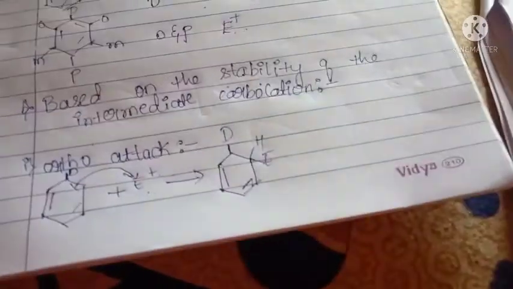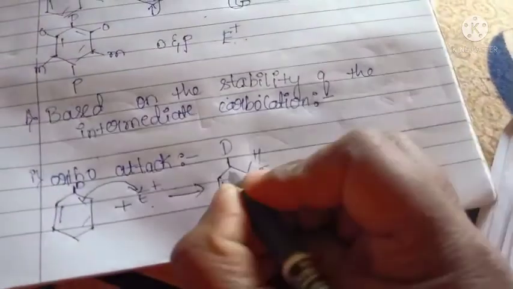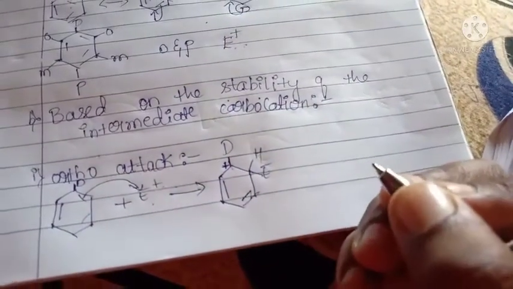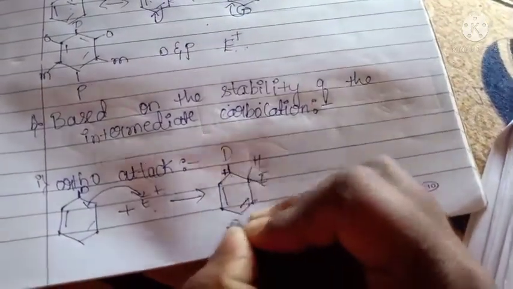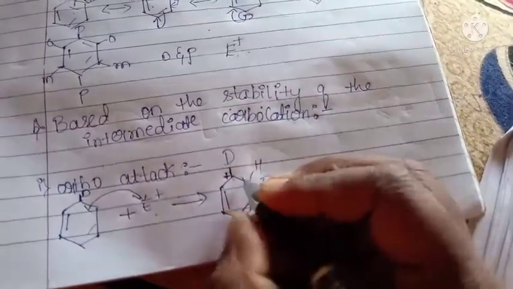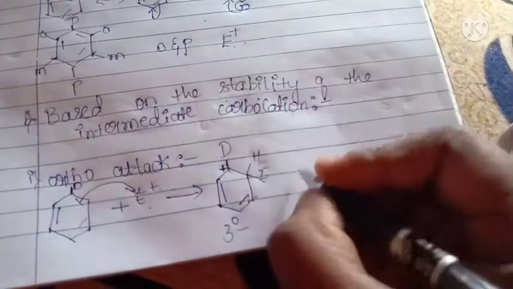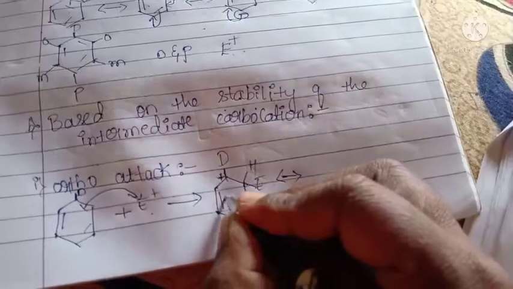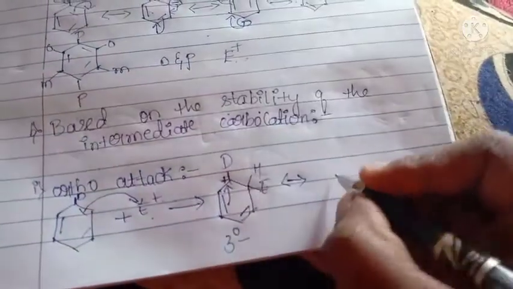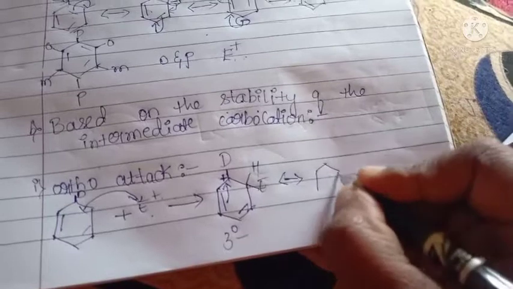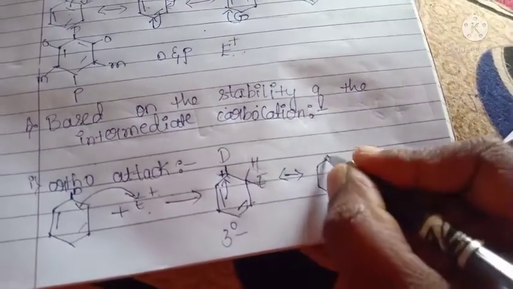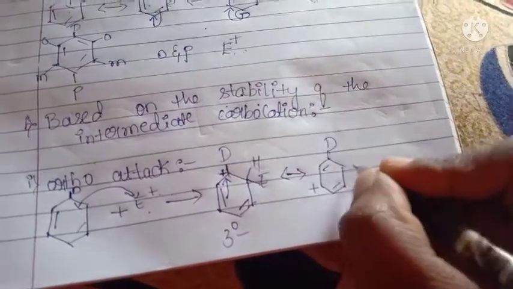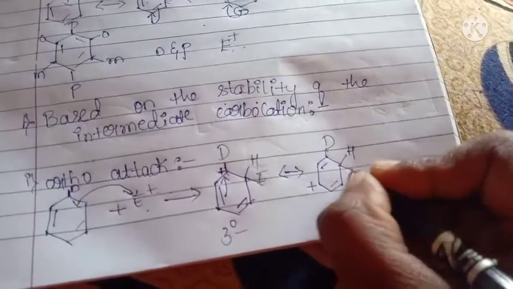Okay, this will have a positive charge because this carbon atom loses the electron. This is the tertiary carbocation. This carbon has a positive charge. Again you can write the resonating structure. This comes here. Okay, so D, it gets a positive charge, so it is H, E.